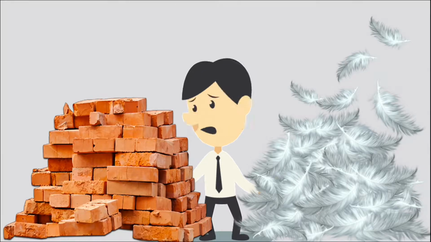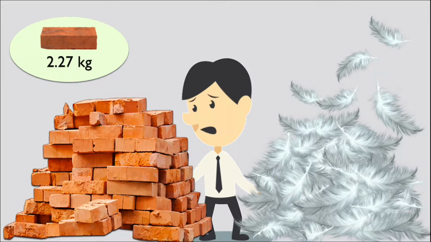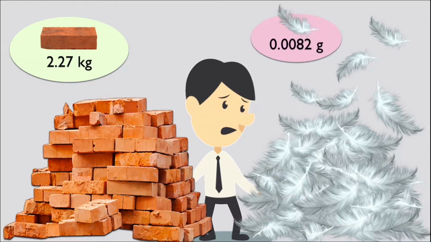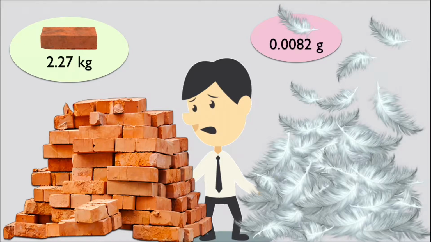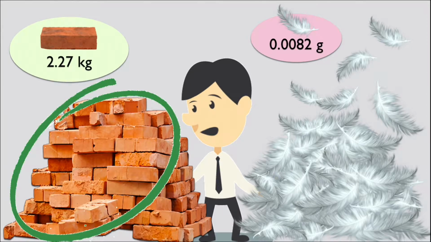Which one weighs more? Well, one standard red brick is an average of 2.27 kilograms, whereas a single feather is less than 1/100th of a gram. So in terms of mass, the pile of bricks will have more mass than the pile of feathers. But what about their weight? So before we can answer this question, let's get the definition of mass first.